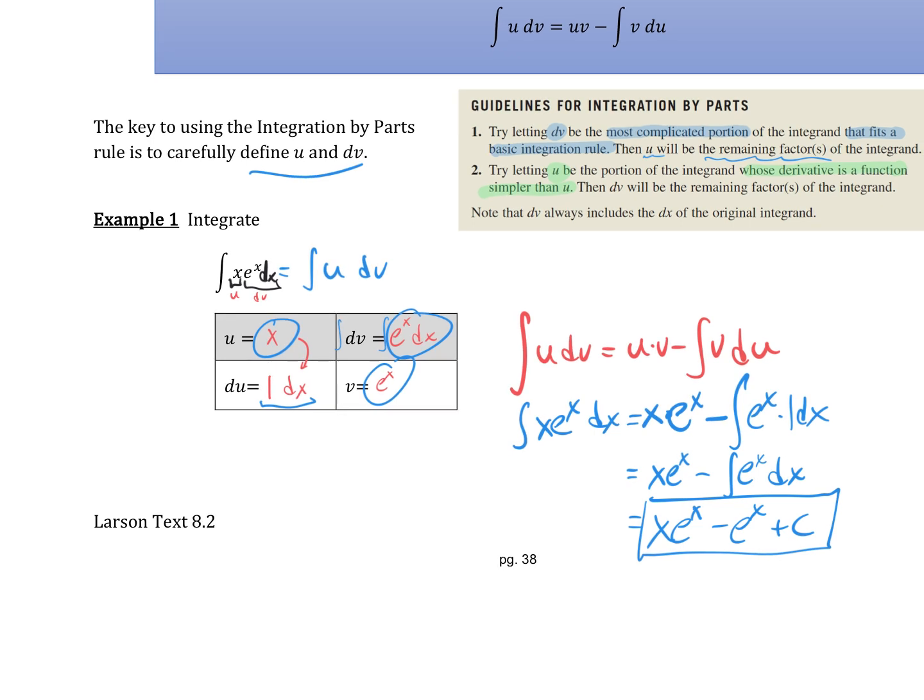So again, the key here is we want u to be something that drops down and simplifies, something that is easy to take the derivative of, but maybe hard to take the integral of. For dv, we want to choose something that we can integrate. So, let's try some more.